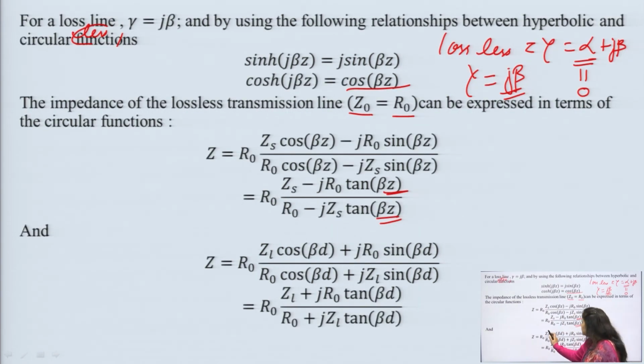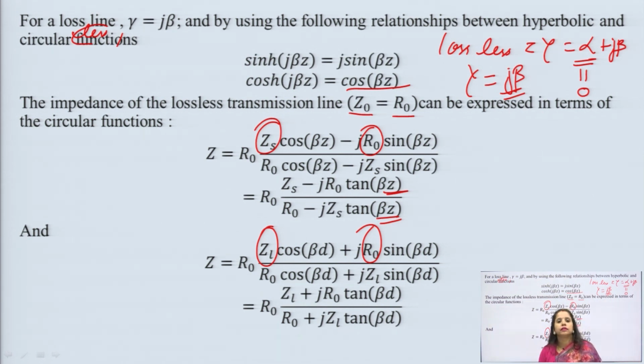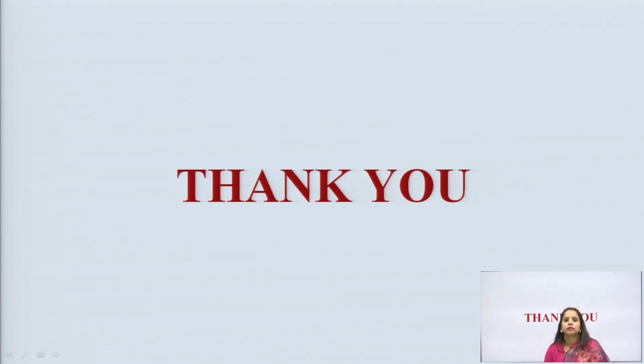Similarly, this is in terms of Zs and R0, and this is in terms of Zl and R0. So, these are the two equations in terms of hyperbolic functions, in terms of Zs, R0 and in terms of Zl, R0, for the lossless line. Thank you very much.